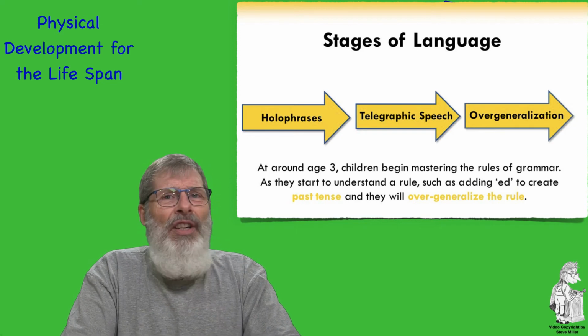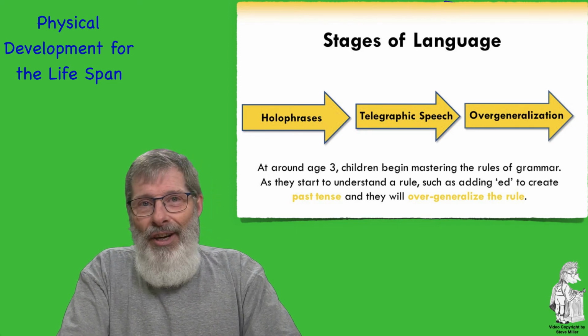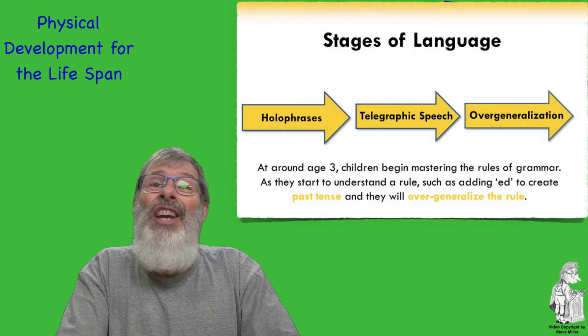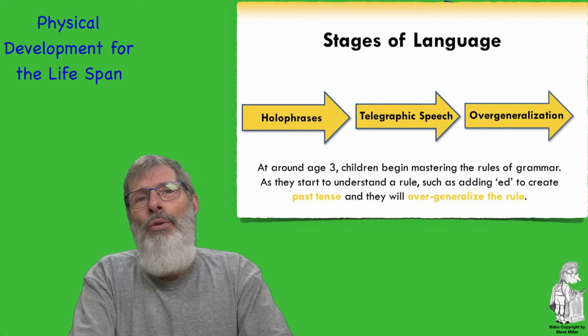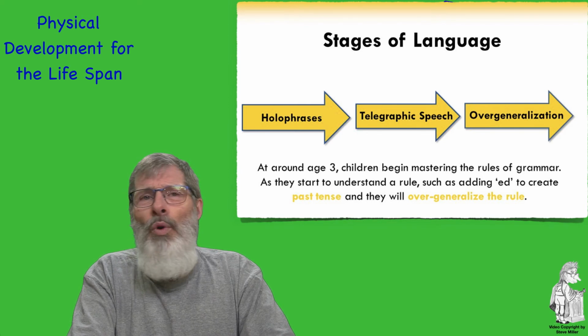By age 6, children's vocabularies have expanded to 10,000 words. By 7 to 9, most children realize that words can have more than one meaning.